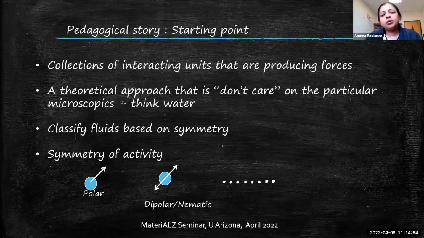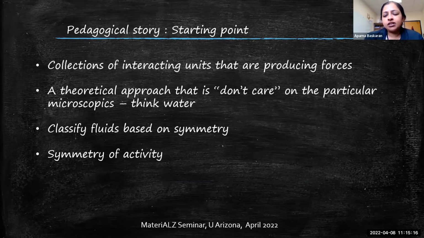Then another example would be that there is no net force exerted by the system, but the leading order contribution to the multipole expansion is a dipole. That is to say there are two forces, equal and opposite, exerted in two directions. That would be the kind of distribution with dipolar or nematic symmetry of the activity, and so on. I can have higher order classifications.